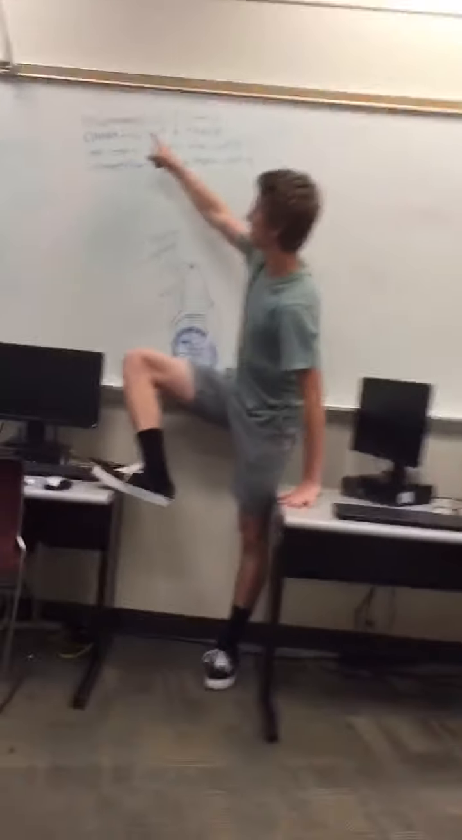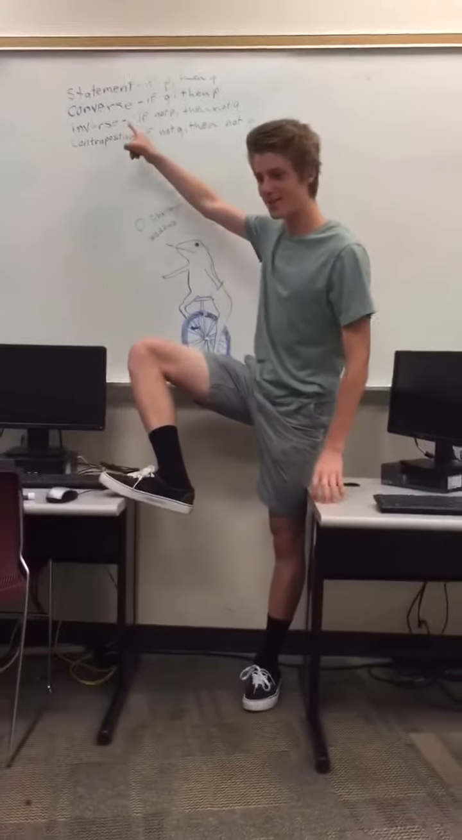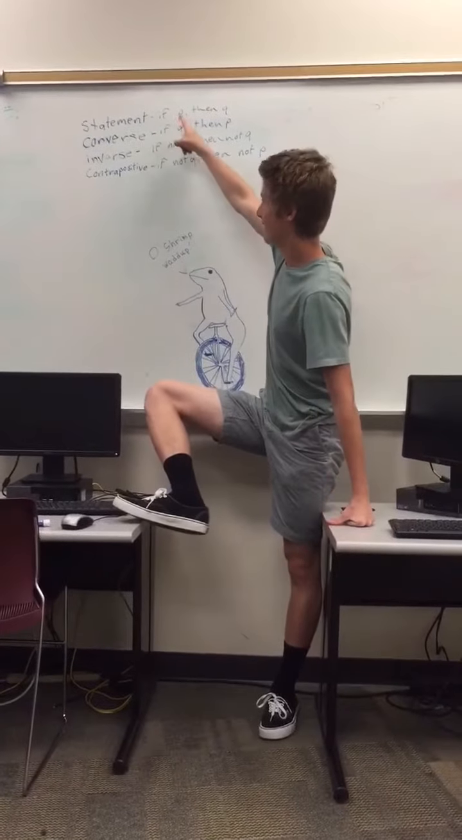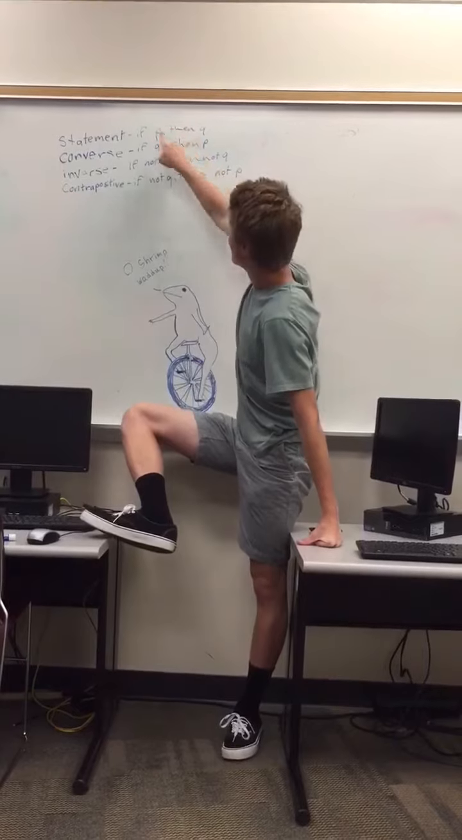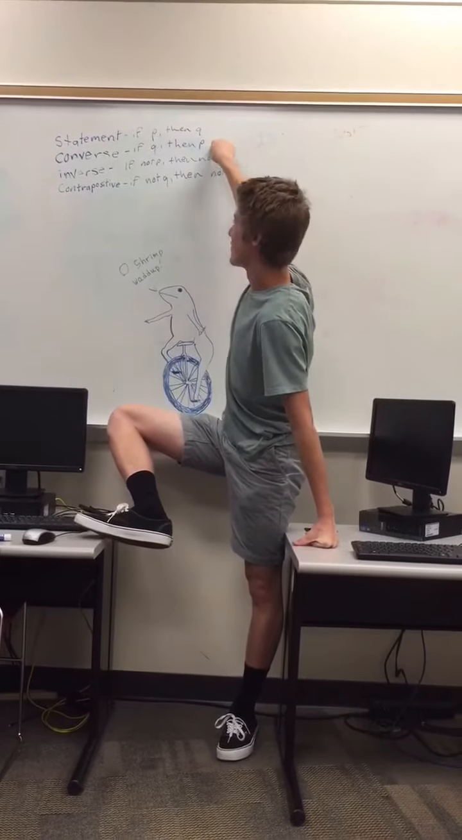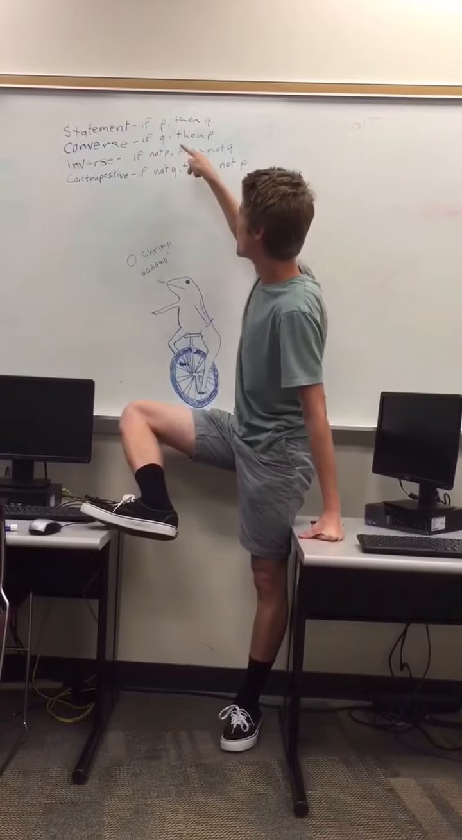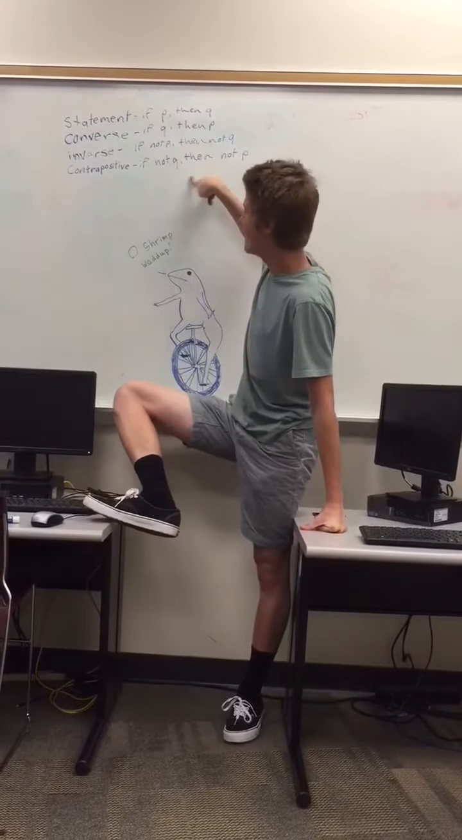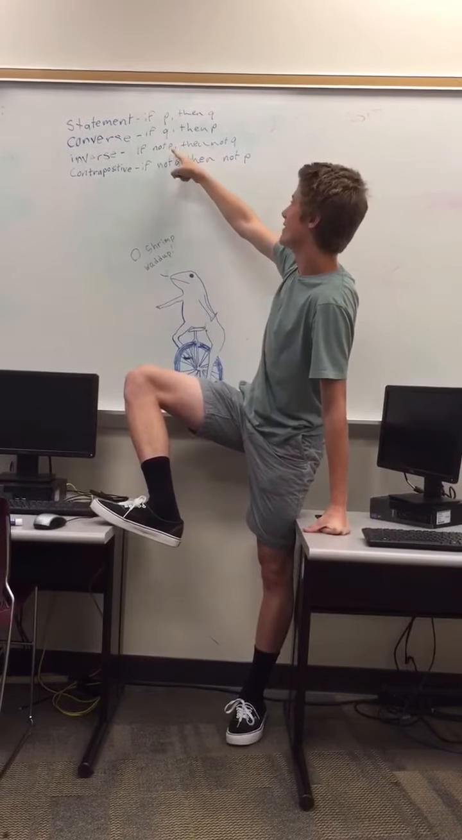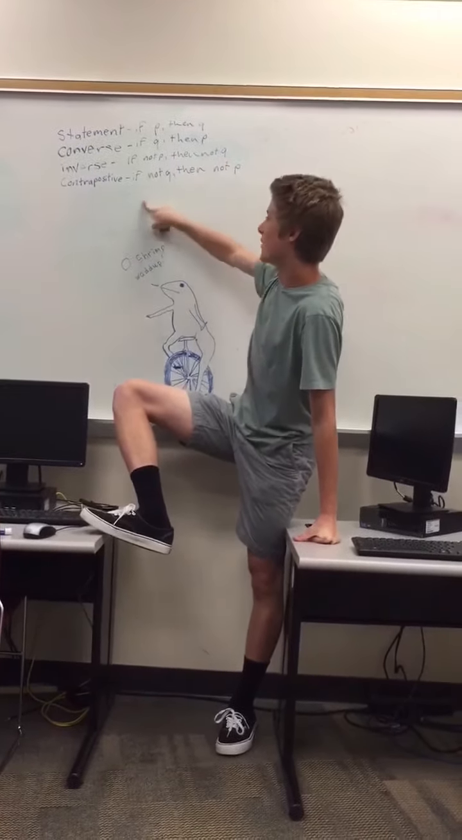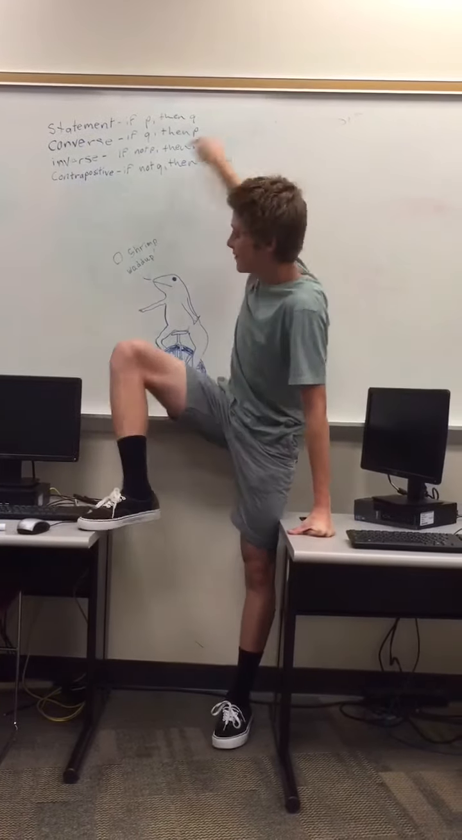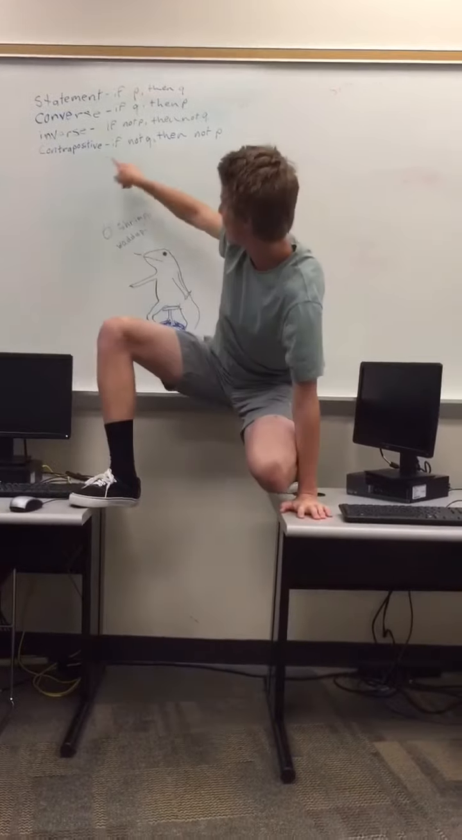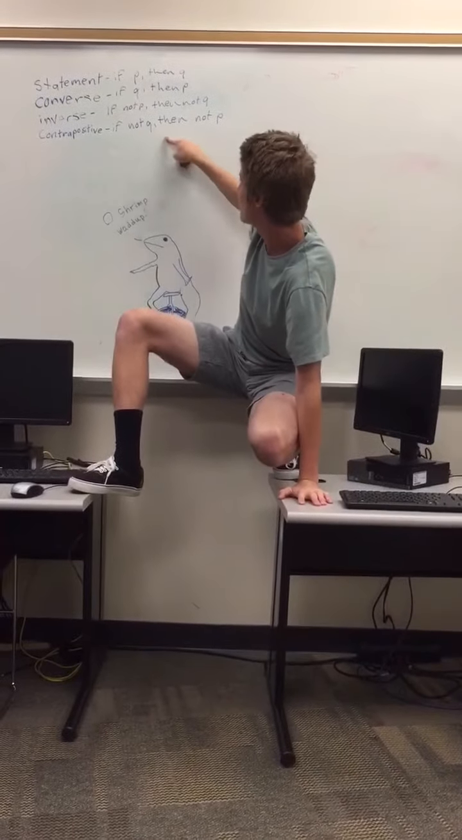Okay, so you have statement, which is the original thingamajigger you got, and then converse is just switching it. So the Q and the P switch, and then inverse, they both become negative, so they negate. So it's if not P, then not Q. But then contrapositive, you just take both these and combine it for one little thing right there, and then if not Q, then not P.